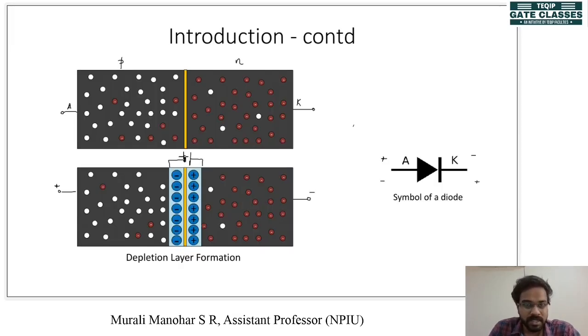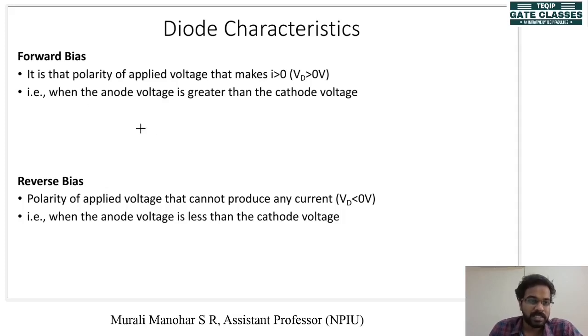And this potential at the junction is called a barrier potential, and it acts as a barrier to the movement of electrons and holes. So when we break that barrier, we can get a current. So forward bias is that polarity of applied voltage that makes a net current.